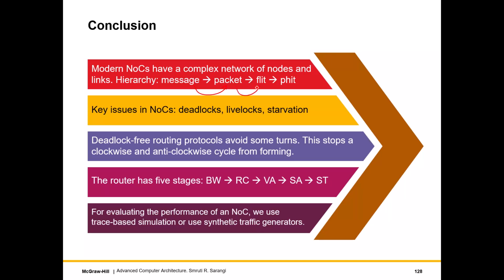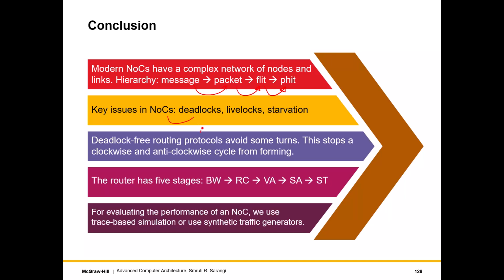Furthermore, we have head flits, body flits and tail flits, and the head flit is typically the one at the head of the packet. All the routing decisions are made on the head flit. A flit we may not be able to transmit in a single cycle; we have to transmit it in multiple cycles, but they have to be consecutive, and a flit is an atomic unit. So it can furthermore be divided into phits. The key issues in NOCs we saw: deadlocks, livelocks and starvation.